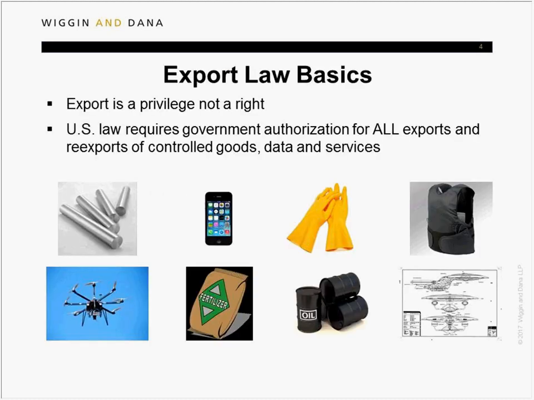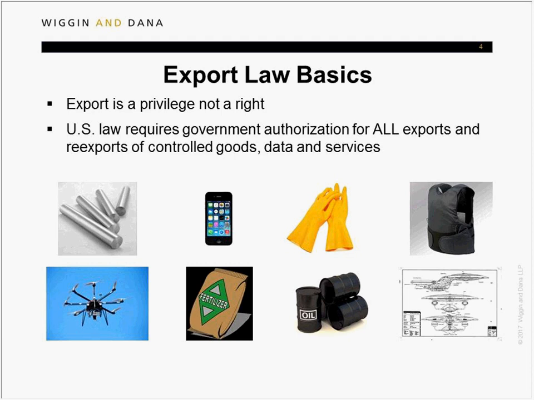All right, so quick 50,000-foot overview of U.S. export controls. Key principles. For folks who don't already know, in the U.S., export is considered a privilege, not a right. And what that means in practice is that under U.S. law, you have to be able to identify some kind of government authorization for all exports and re-exports of controlled goods, data, and services. And when I say all exports, I really mean that.